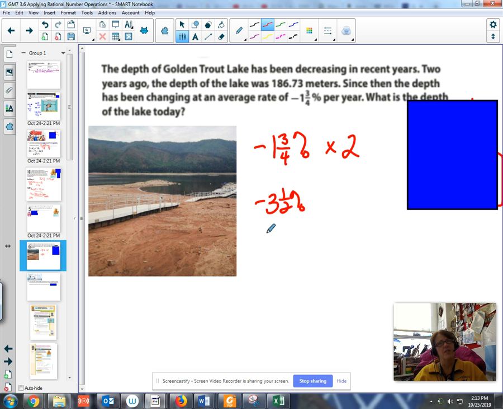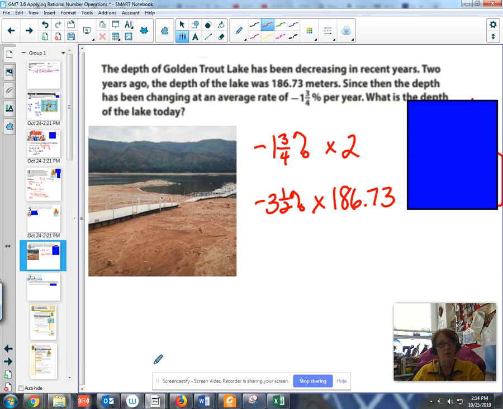Okay, negative 3.5% times 186 and 73 hundredths meters, because this is going to tell me how many meters it's dropped. So we've got to multiply this. I'm going to do this on my calculator, although before I even touch it, I'm looking at this, 10% of this number would be 18.673. 3.5% is about a third of that. I'm guessing around 6, maybe somewhere in that ballpark.